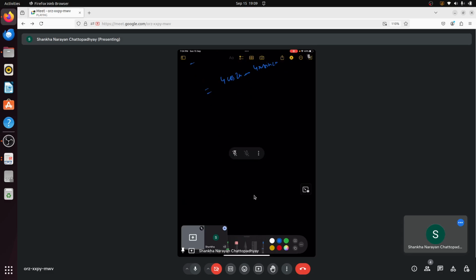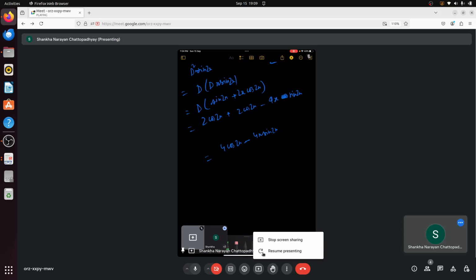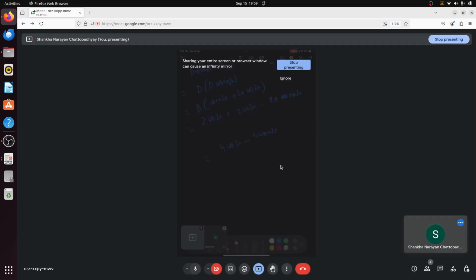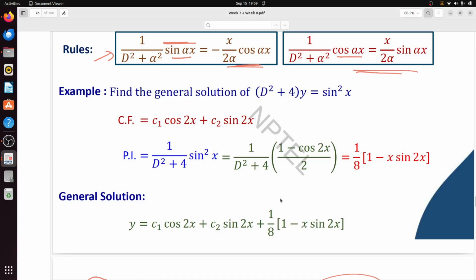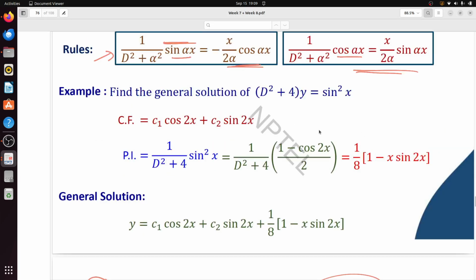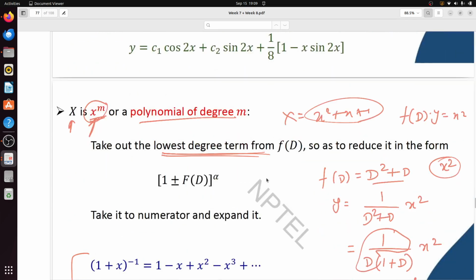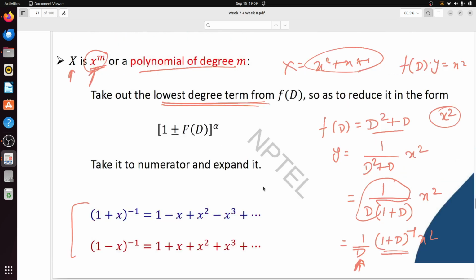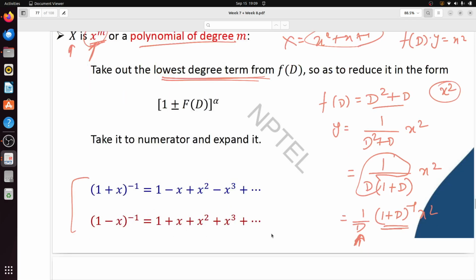Okay, so this is our answer. So we have solved one problem: 1 by 8, 1 minus x sin 2x is our answer, and I also cross checked the solution. Next, these two formulas we will mostly use. One is the Taylor series expansion of 1 plus x minus inverse, 1 minus x plus x square minus x cube, and this 1 minus x minus 1 is actually all the terms are plus.